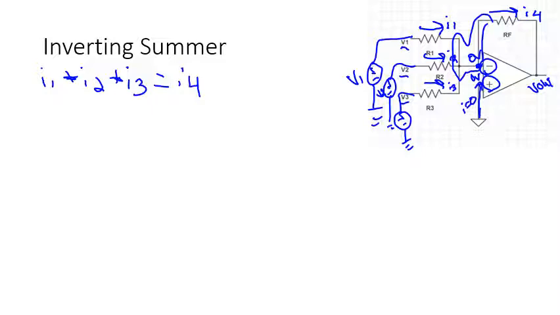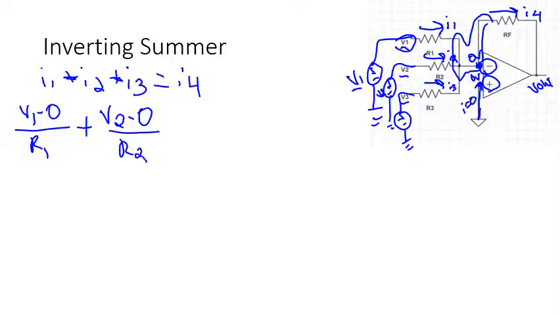Okay, so how do I write I1? I1 goes from V1, or if you want to think about it as our voltage source, to the voltage at that node, which we've already said is 0 volts. It has to be the same as my non-inverting input. My non-inverting input is connected to ground. No current can go through. So it goes from V1 to ground, or 0 volts, over R1. I2 goes from V2 to ground over R2. I3 goes from V3 to ground over R3.